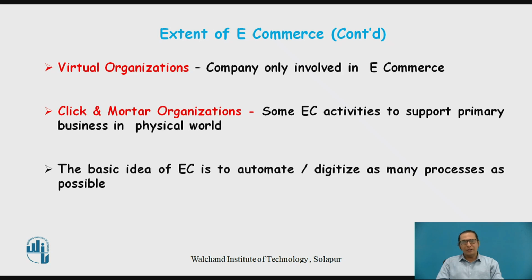But as we know, in today's world it is not possible to digitize all the aspects like the product, the delivery and the transaction. In that case, some of the activities are done electronically and some are done physically. This kind of hybrid model is called a click and mortar organization. If you remember, the complete manual model is called a brick and mortar organization. That brick is now replaced by the click, so it indicates a hybrid model of e-commerce. The basic idea of electronic commerce is to automate or digitize as many processes as possible.